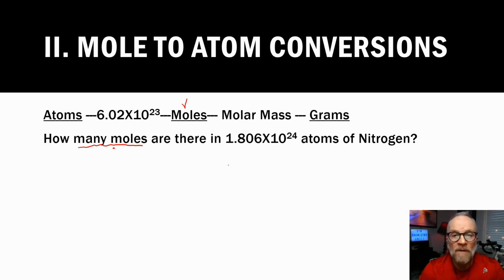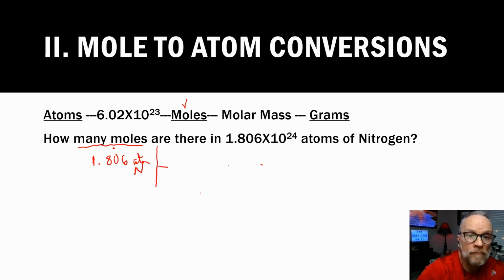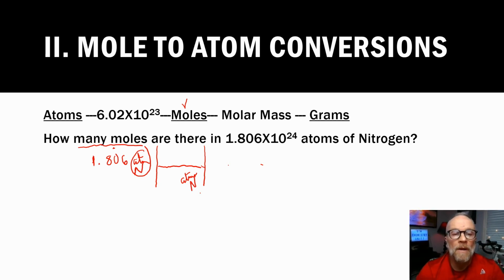And we are given 1.806 times 10 to the 24th atoms. So let's write that down. So we're writing down our given. So we're given that many atoms of nitrogen. And then we're going to convert. So we're going to use our conversion factor. So like before, whatever unit that we're starting with, atoms of nitrogen, will go on the bottom, and whatever we're solving for will go on top, which is 1 mole.